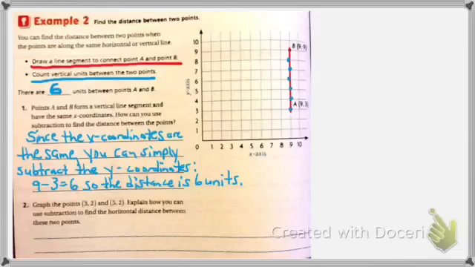So number 2 says graph points (3, 2) and (5, 2). Explain how you can use subtraction to find the horizontal distance between the points. So first I'm going to graph (3, 2). Remember, my man has to move to the side before he can move up. So I'm just going to use dots to show you. Again, you would not draw these dots on your graph. I'm just showing you what my finger would be showing you if I was at the board.